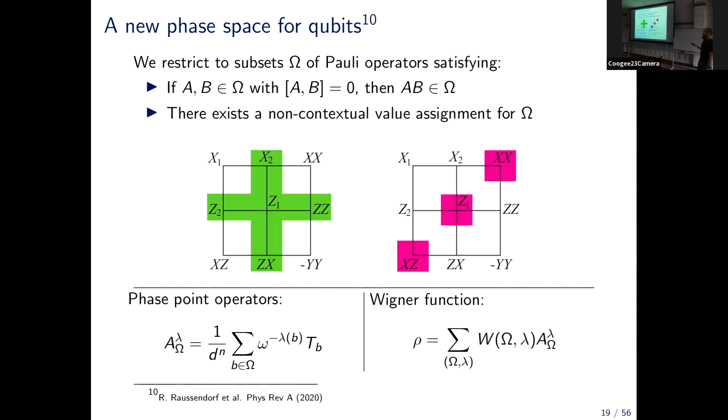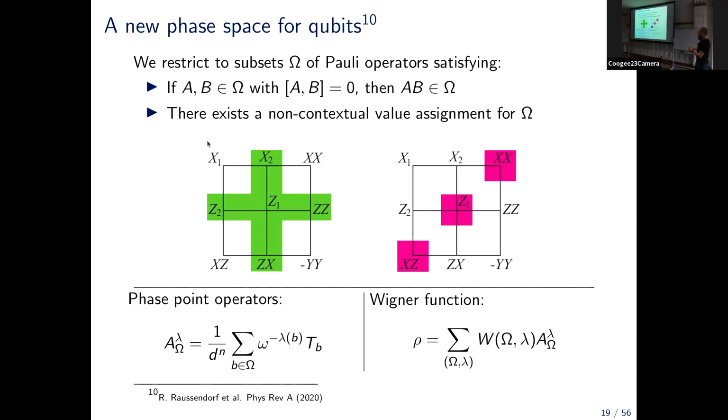So this is kind of the next best thing you can do, which is rather than look at non-contextual value assignments on the full set of Pauli operators, you can restrict to subsets. And this is what we do. We look at subsets of Pauli operators satisfying these two conditions. So first is just a closure property. We call it closure under inference. If two operators are in the set omega and they commute, then the product also has to be in the set, because if you can measure each of these, then you can always infer the value of the product. And then we enforce explicitly that the set is non-contextual, meaning there exists one of these non-contextual value assignment functions for the operators in that set.